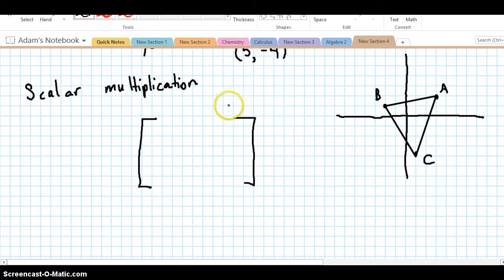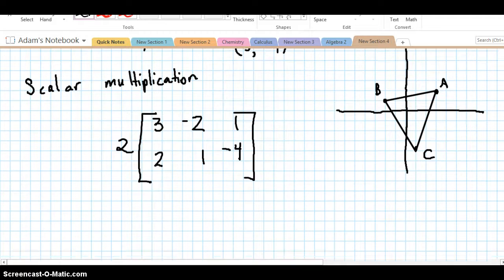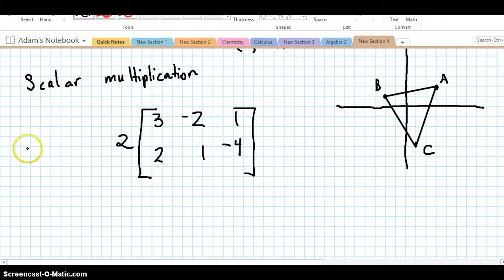We have one point which is 3, 2. We have a point which is -2, 1, and we have a point which is 1, -4. And if I want to double this in size, I'm going to multiply that whole matrix by 2. What I do is I just multiply every element. So if my first element is 3, it's going to be 2 times 3, which is 6. Let me put an equal sign there so you see that I'm multiplying this by 2.